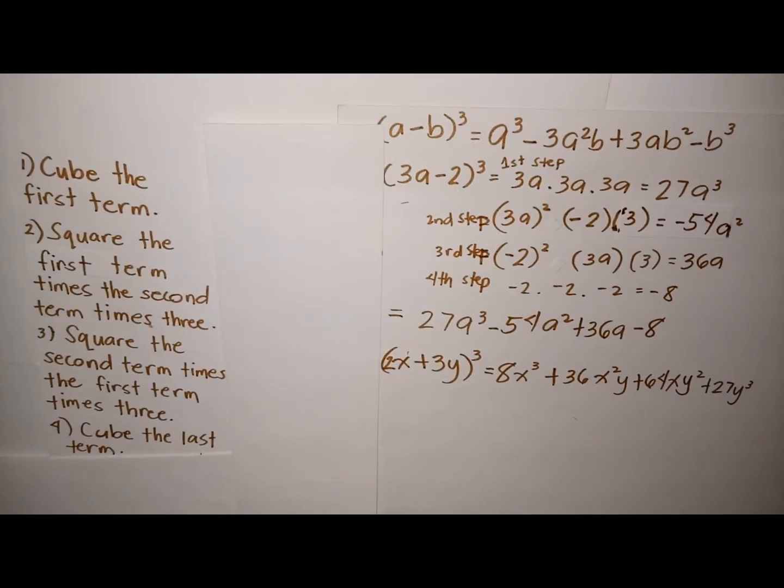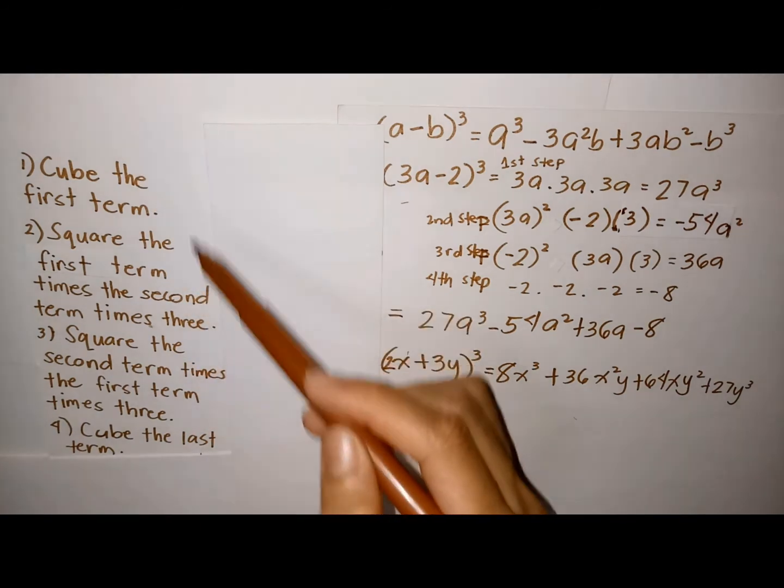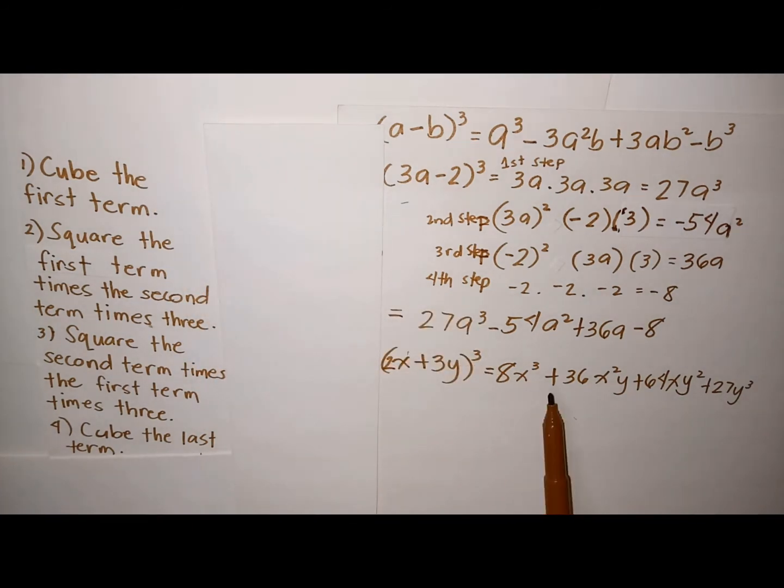Okay, let's check your answer. By doing these steps, you will arrive at this answer. So we have 8x cubed plus 36x squared y plus 64xy squared plus 27y cubed. Observe the exponent of our variable x. We have 3, 2, 1. That is decreasing order. How about in our variable y? We have 1, 2, 3, which is increasing order. Here is the solution. And I'm sorry for the third term. It should be 54xy squared instead of 64xy squared.